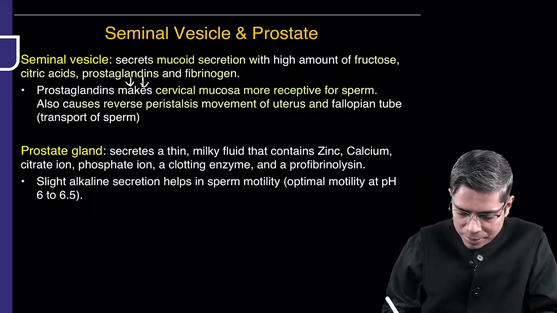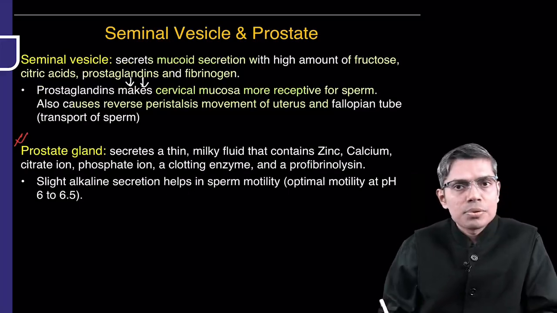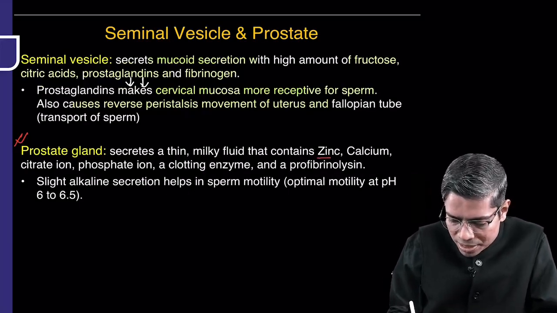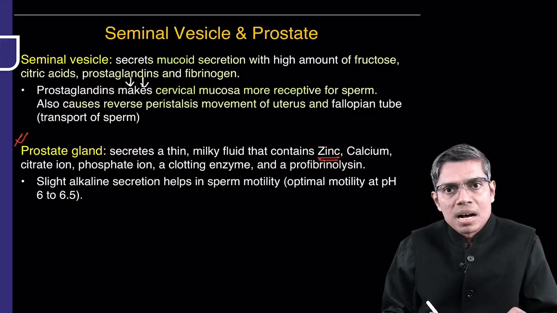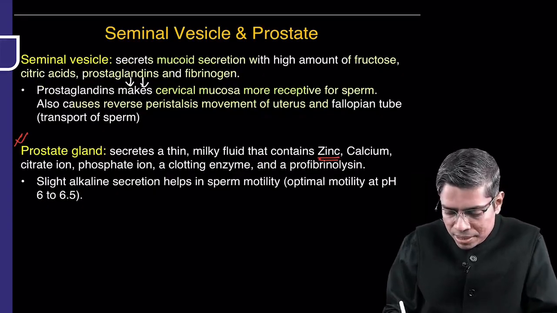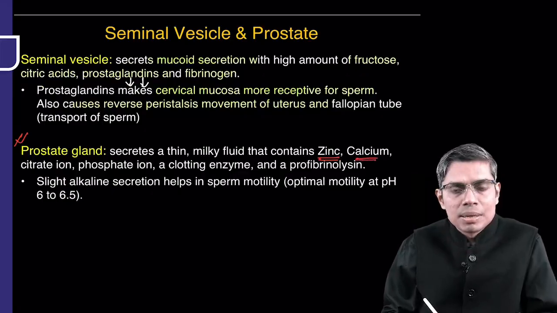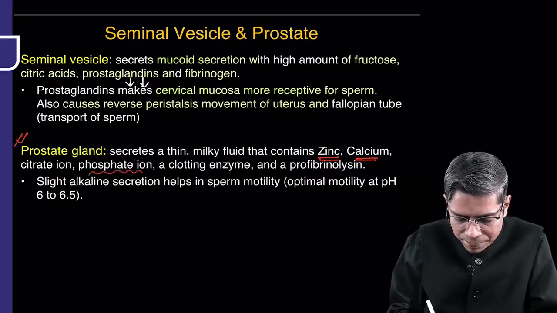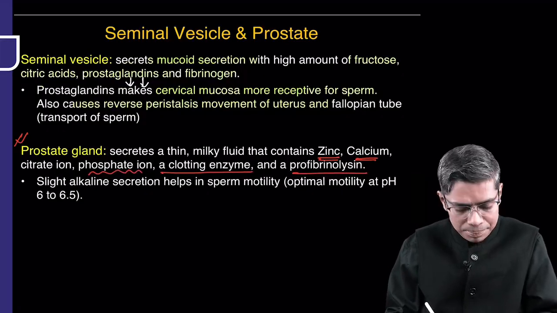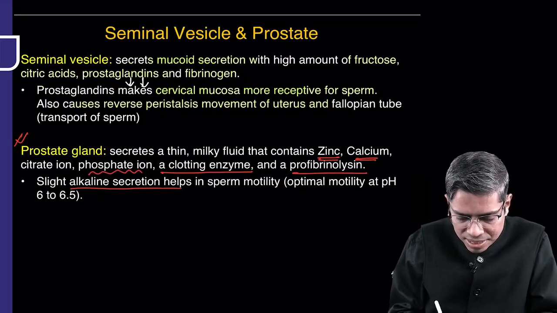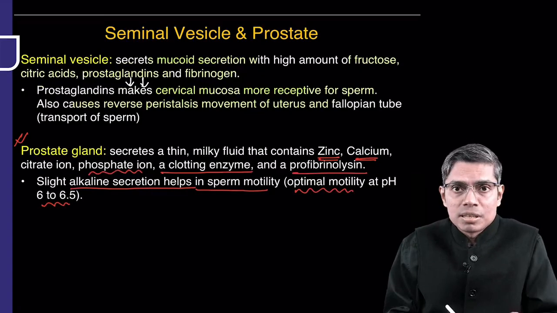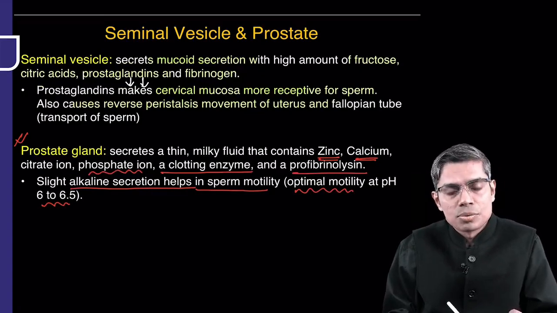Now apart from this seminal vesicle, look at the function of the prostate. So the prostate secretes various components. The main component is zinc, right, which has already been asked in an MCQ: zinc is secreted by which gland? Prostate. Along with that, it also contains a huge amount of calcium ion, phosphate ion, a clotting enzyme as well as profibrinolysin. Now, the slightly alkaline secretion of the prostate helps in sperm motility, although the optimum motility of the sperm occurs at a pH of 6 to 6.5.